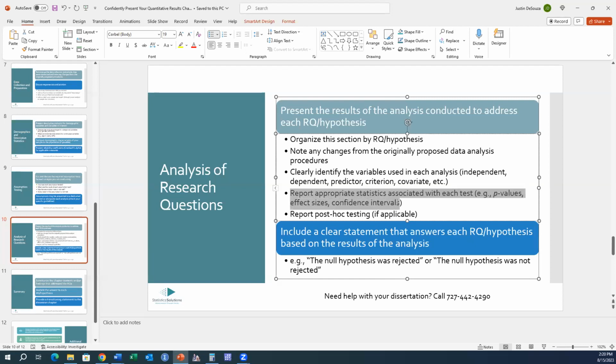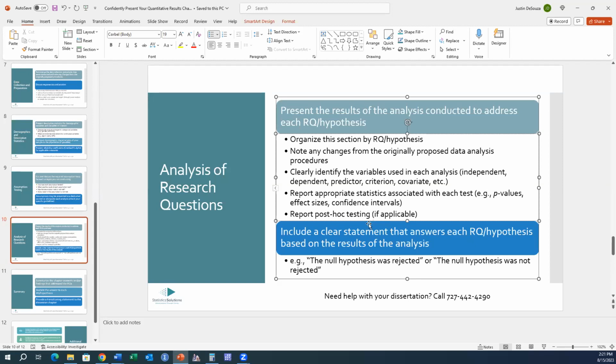Then you want to report your key statistics for each test. What is the t-test value? What is the f-test value? What are the p-values and effect sizes, potentially confidence intervals, or any post-hoc testing that applies to your study.